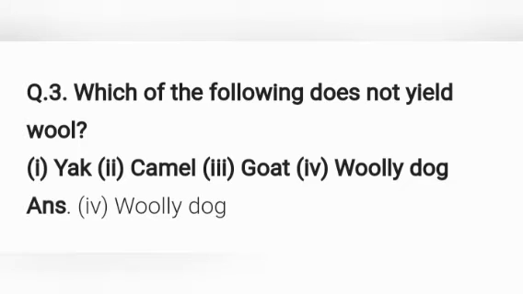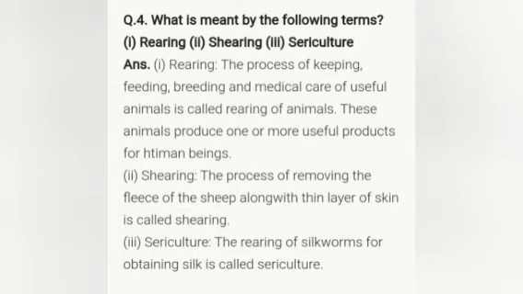And the book back exercise fourth question is, what is meant by the following terms? Rearing. The process of keeping, feeding, breeding, and medical care of used animals is called rearing of animals. These animals produce one or more useful products for human beings. Second one, shearing. The process of removing the fleece of a sheep along with a thin layer of the skin is called shearing. Third one, sericulture. The rearing of silkworms for obtaining silk is called sericulture.